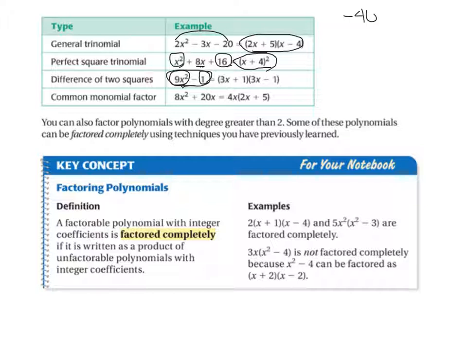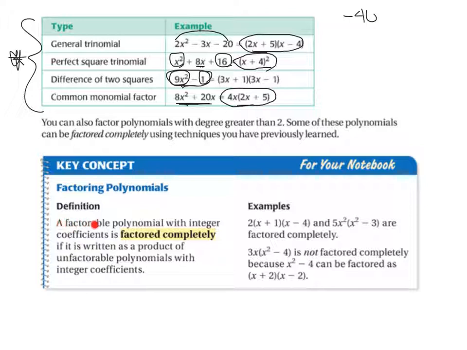And then the common monomial factor. We had one of each of these in our warm-up. So here I just factored out the greatest common factor. So we've learned how to do all of these. This is what you know. You've got this in your toolbox. Life is grand. But you can also factor polynomials with degree greater than 2. Some of these polynomials can be factored completely using techniques you've previously learned. So what does factoring completely mean?